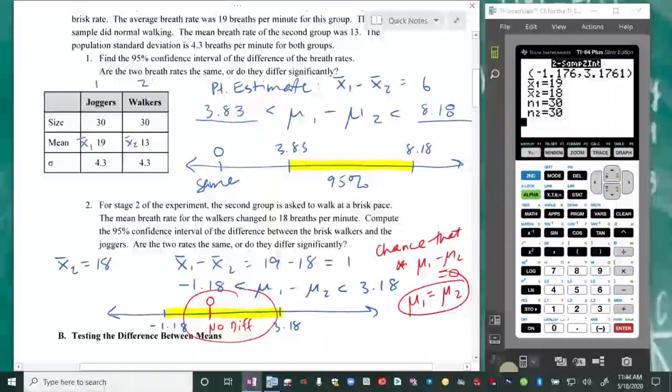In number 1, do they differ significantly? The answer here would be yes, they do differ. They do differ significantly because 0, where there's no difference, is not within that confidence interval. We're going to continue to work on the confidence intervals as we go through some testing examples.